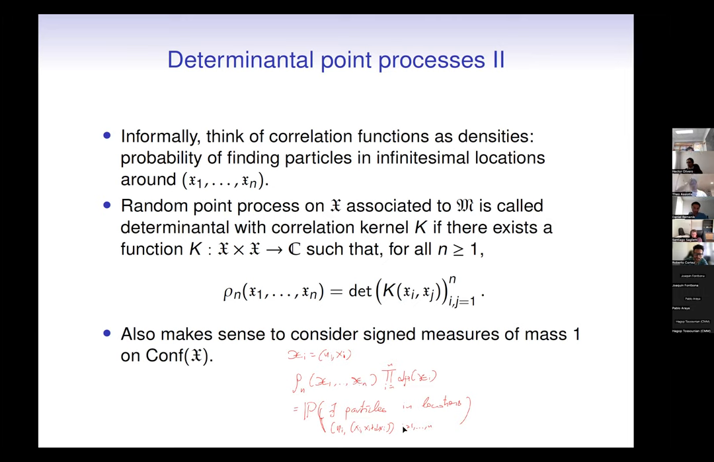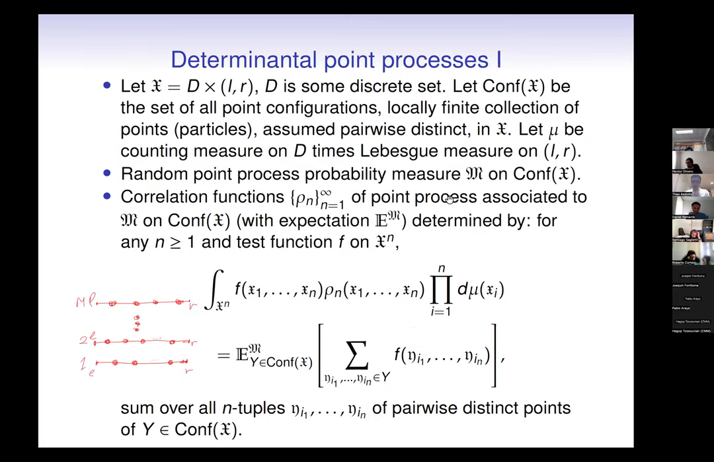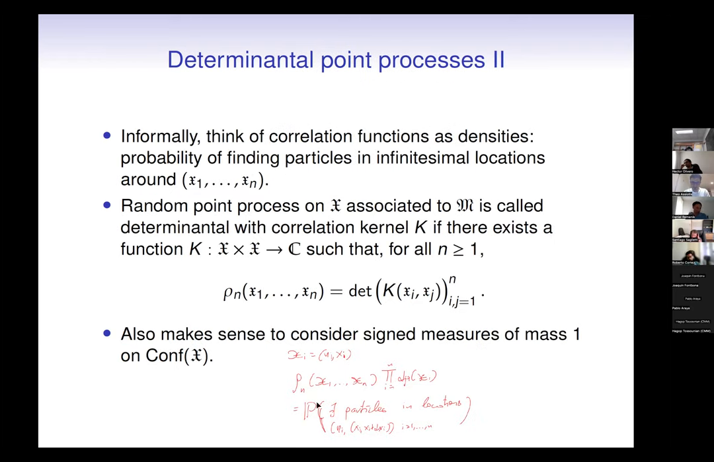So this is how I think of the correlation function in this case. Maybe I should have said that this P is with respect to this measure M. Because, as I said, I like to think of a random point process as some probability measure on this space of configurations. So this P here should have been M. Okay, so this is the correlation function.